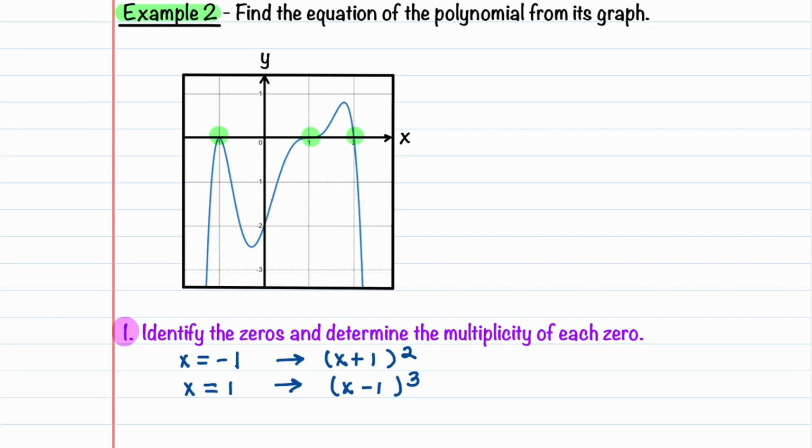Then we have one more, and it's actually the easiest one. It occurs at x is equal to 2, and our graph just crosses at that point. So our factor is going to be x - 2 to the first power.